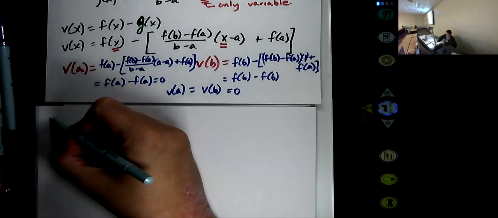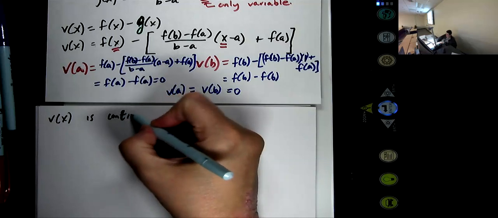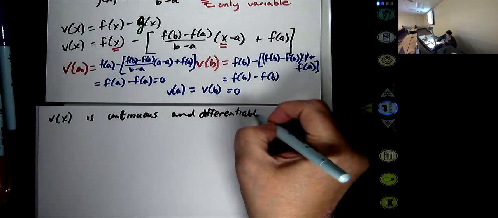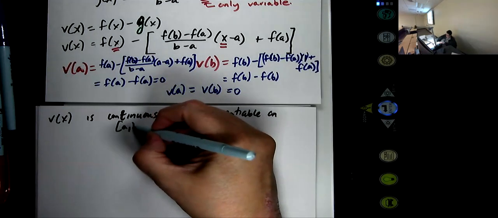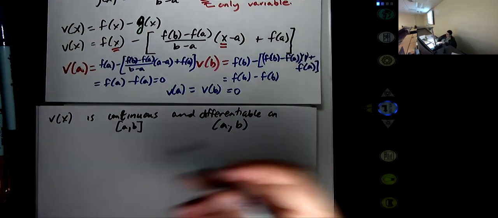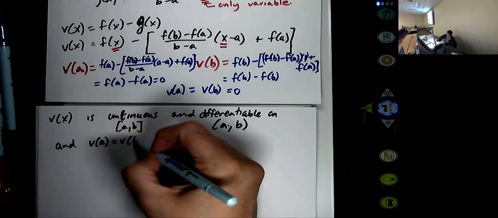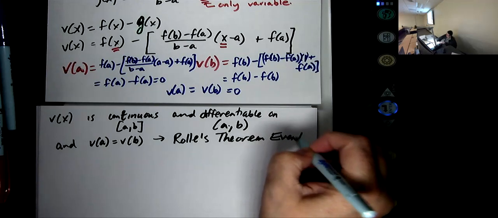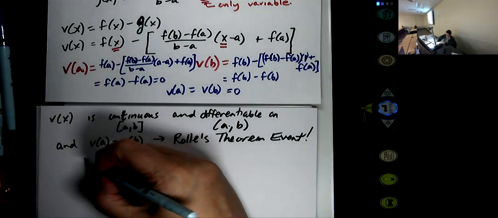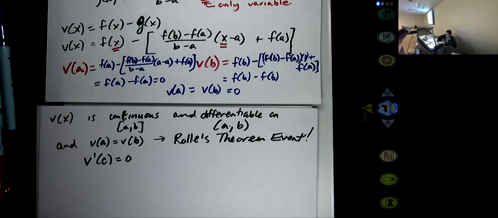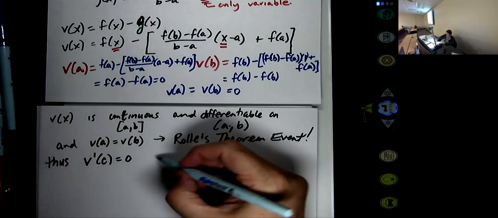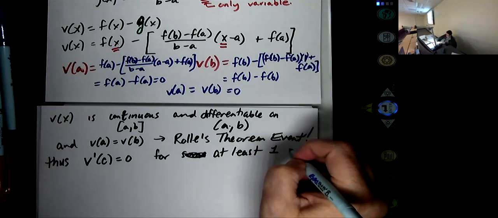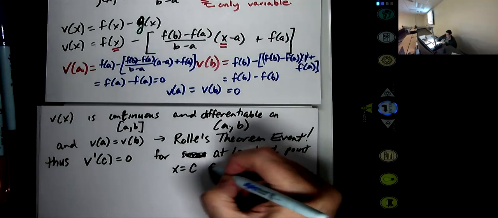So to wrap that bad boy up, V of x is continuous on a, b, the closed interval, and differentiable on the open interval. And V of a equals V of b. So Rolle's theorem triggers. This means there is some c in the middle where V prime of c equals 0, or at least one c. Point x equals c in a, b.